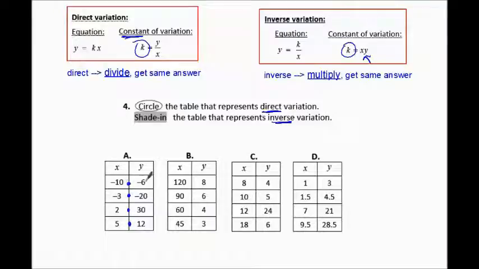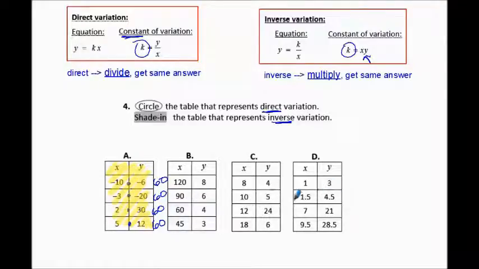So -10 times -6 is a positive 60. -3 times -20 is a positive 60. 2 times 30 is a positive 60. And 5 times 12 is a positive 60. So all of these multiplying, I got the same answer. Therefore, I classify it as inverse variation. They're asking me to shade it in, so I'm going to shade in this box as inverse variation.